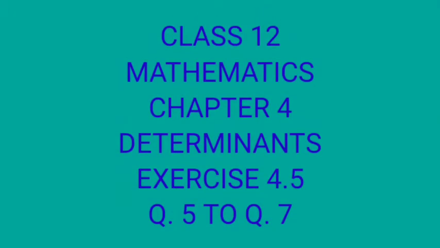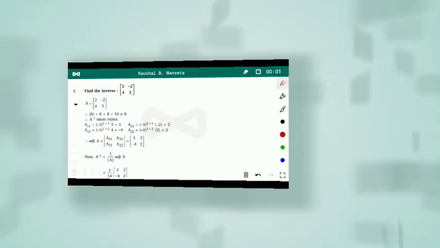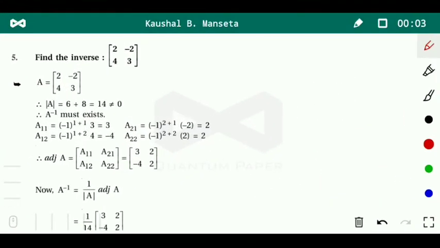Good morning, dear students. Today we are going to learn class 12 mathematics chapter number 4, determinants, exercise 4.5, questions 5 to 7. Okay, question number 5, find the inverse of the matrix 2, minus 2, 4, 3.